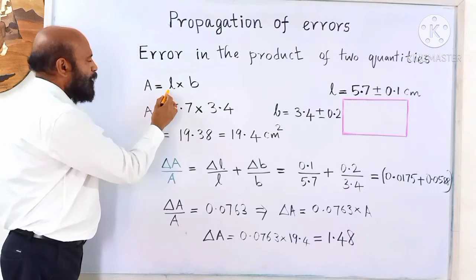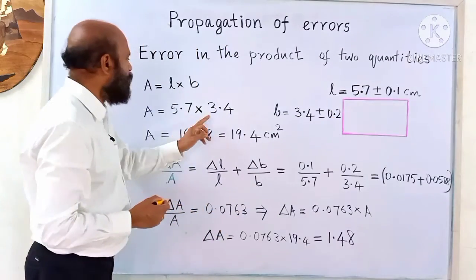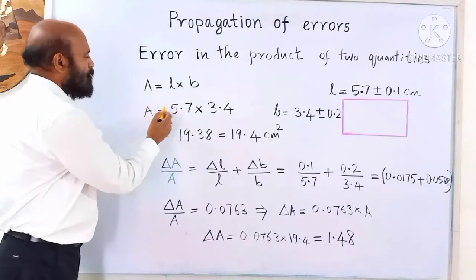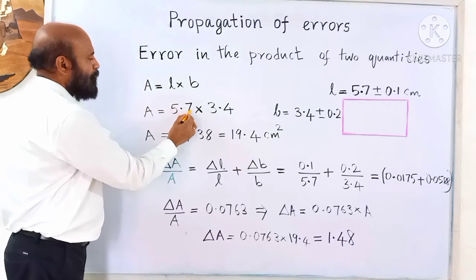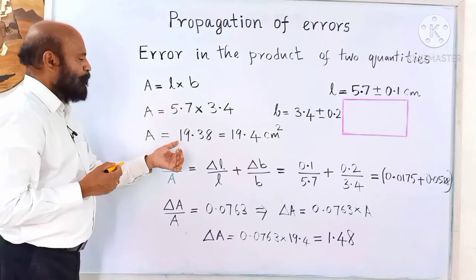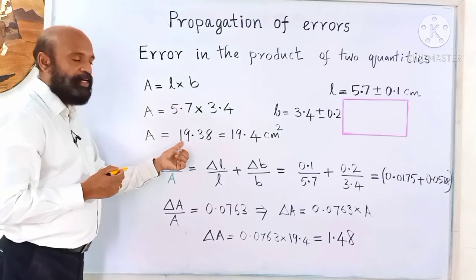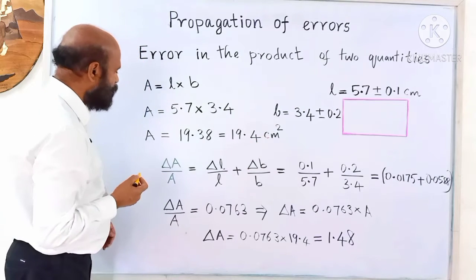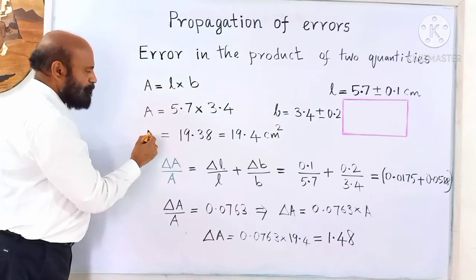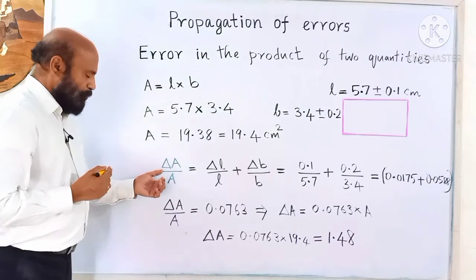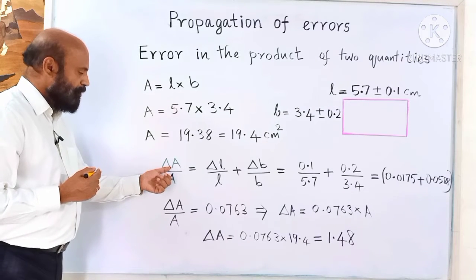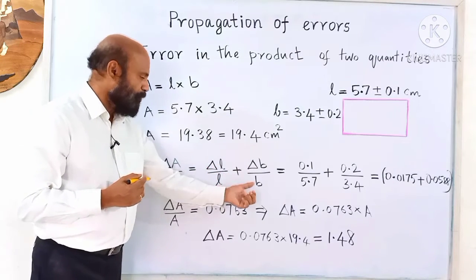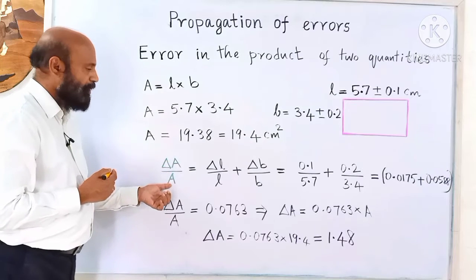Area is equal to length into breadth. So area is equal to length 5.7, breadth 3.4, without error. Correct value is length into breadth. So 5.7 into 3.4, if you multiply, answer is 19.38. It can be written like this, 19.4 centimeter square. That's the correct value of the area. You know the fractional error in the product of two physical quantities is equal to the sum of the fractional errors in the individual quantities.